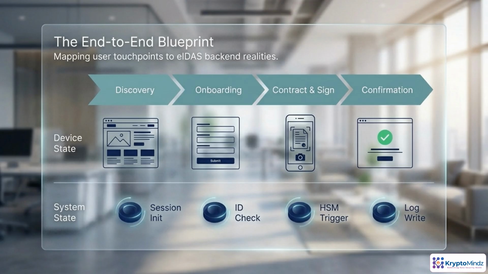You can think of the whole flow as two stories running in parallel. From the customer's perspective, it's simple. They discover the service, go through onboarding, sign the contract, and get confirmation that the account is open. Behind the scenes, each visible step triggers a specific system action: creating a secure session, performing identity checks, calling hardware-secured signing, and writing detailed logs. As we design the architecture, we'll keep tying these user touchpoints to the eIDAS relevant backend events they depend on.